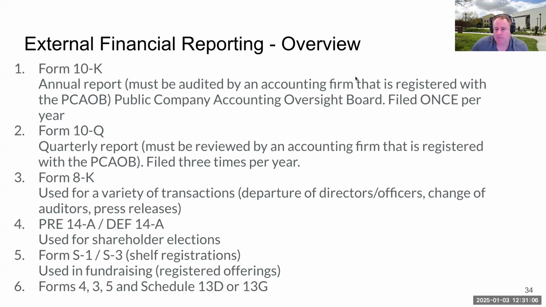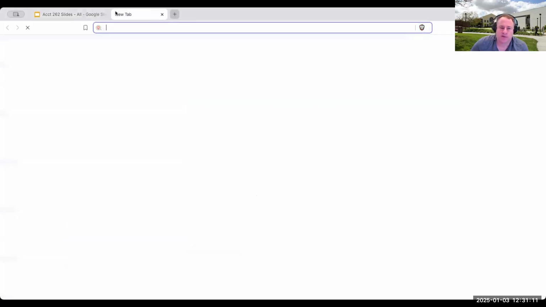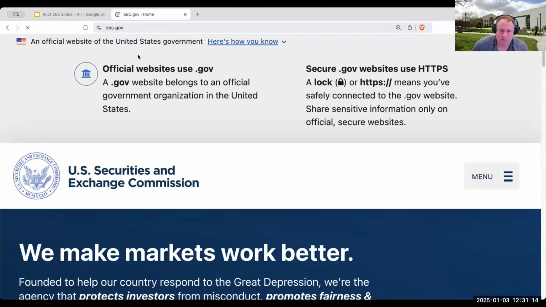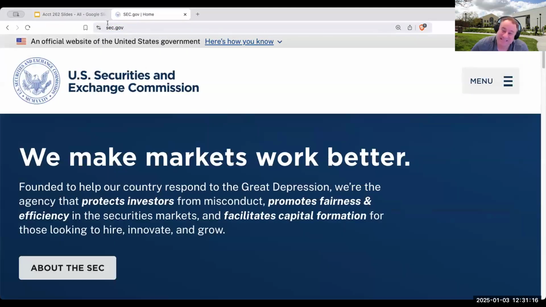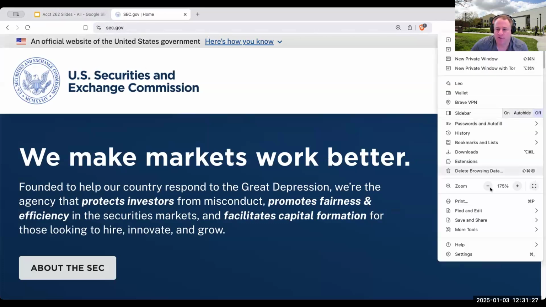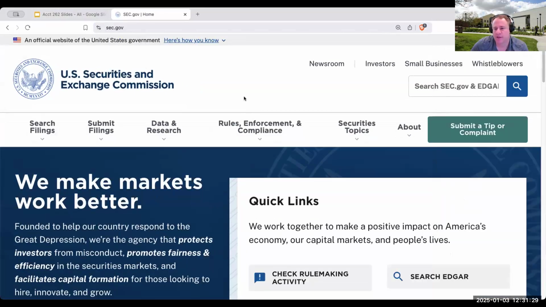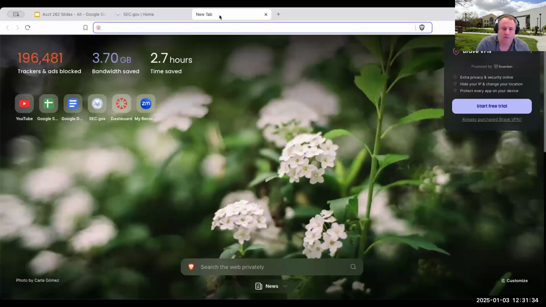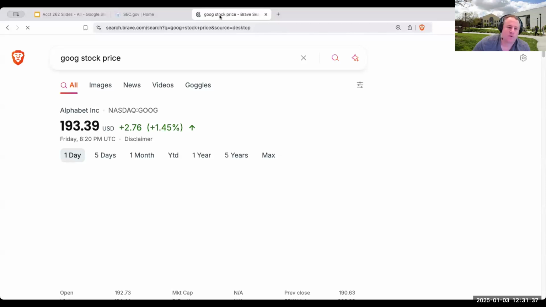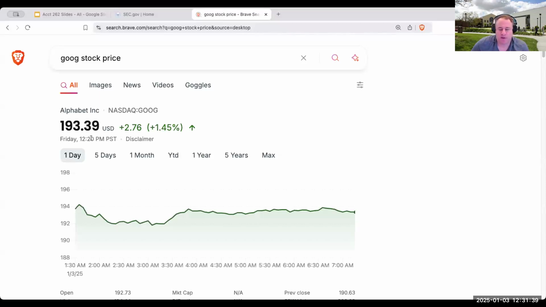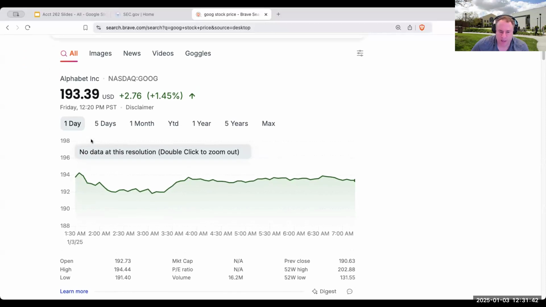Okay, so maybe a good way to go through this before going through the forms is to go to sec.gov. So this is not the Southeastern Conference. Rather, this is the Securities and Exchange Commission. If you are a publicly traded company, you are required to make filings here because you are selling your shares to the public. So if I look over here, Alphabet right now is selling for $193 per share.